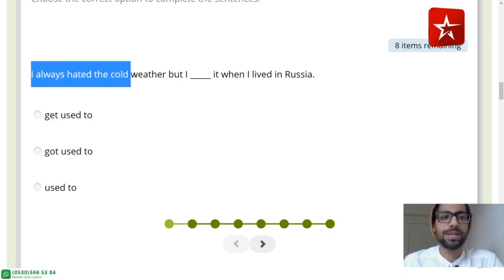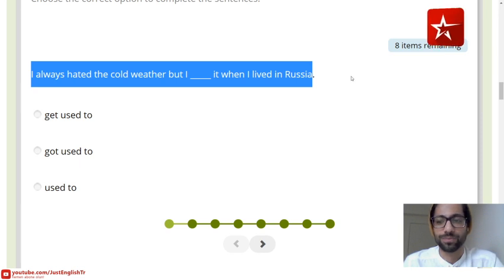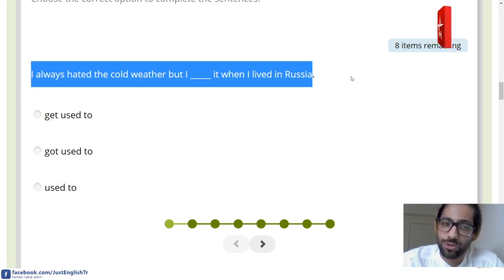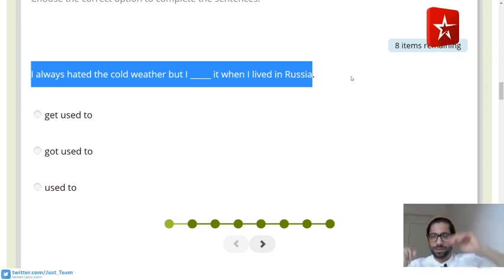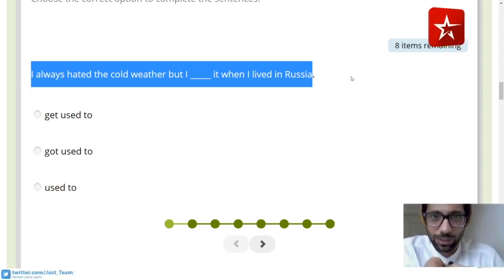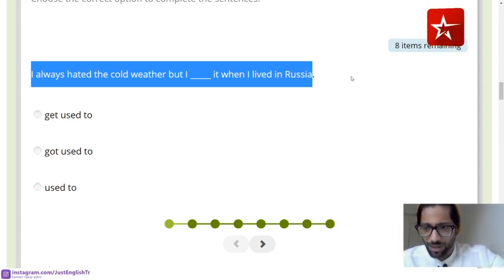So, I always hated the cold weather, but blank it when I lived in Russia. What will we say here? We will say get used to, got used to, which one? Miss Salah, she says A. A, B, C. Miss Sudan, she says B. And Mr. Mehmet Murat, he says C.